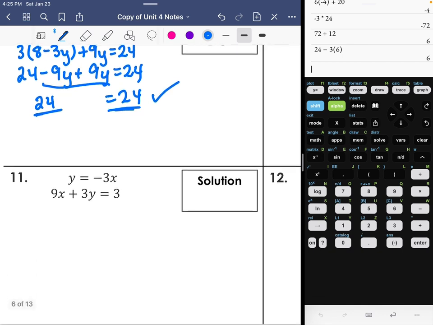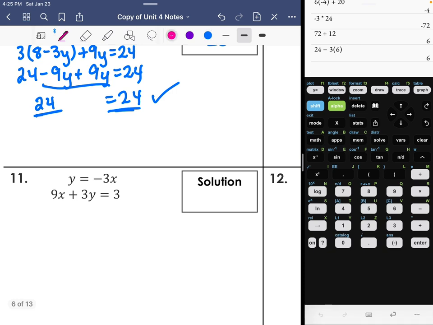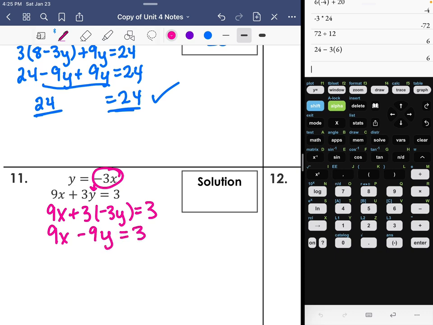Let's look at number 11 and see what we get. So this time we're going to substitute negative 3x for y because it tells us y equals that. So that means this y also equals that. So we have 9x plus 3 times negative 3y equals 3. Lots of 3's. 3 times negative 3 is negative 9y. Oh, I left the y and I meant to have x. This should have been an x.